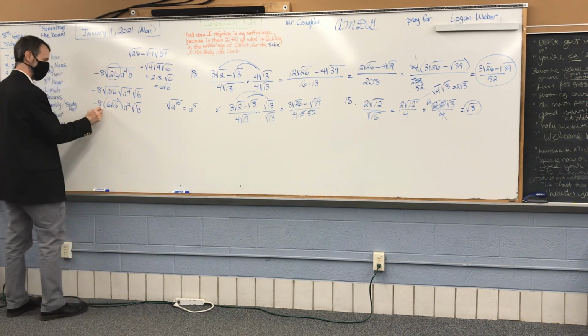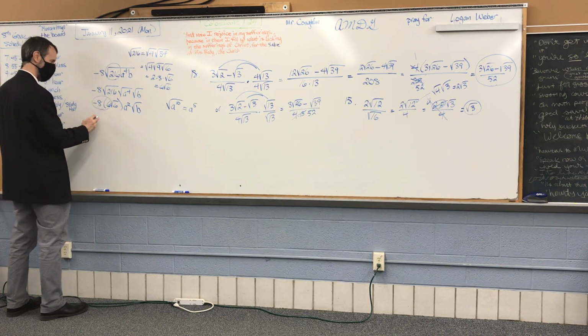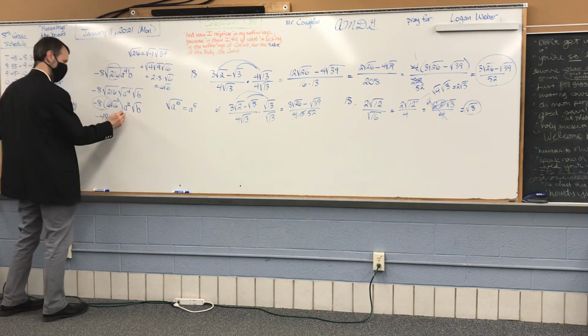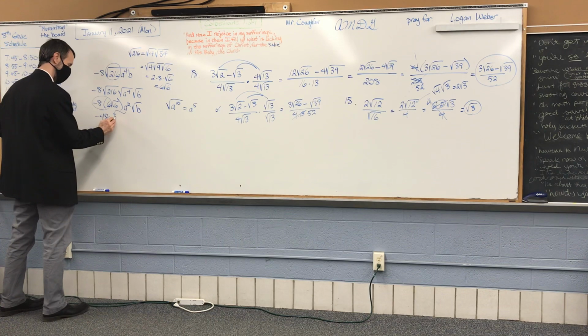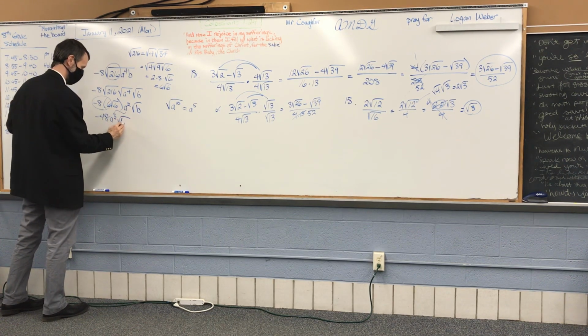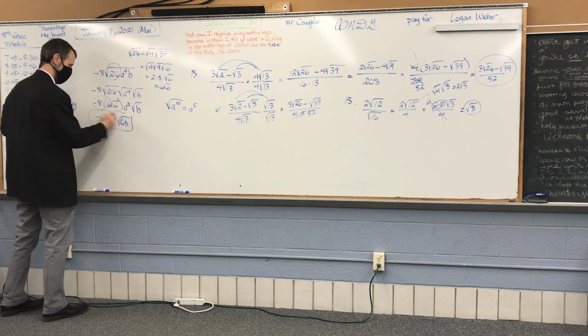So what I'm going to do is multiply these numbers together. Negative 48. I like to put the non-radical stuff first, so scoot the a squared up in front. And then radical 6 times radical b is radical 6b. That's it.